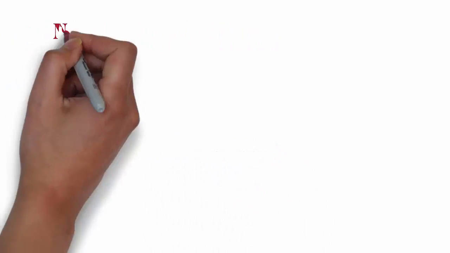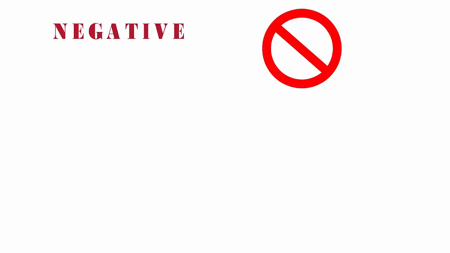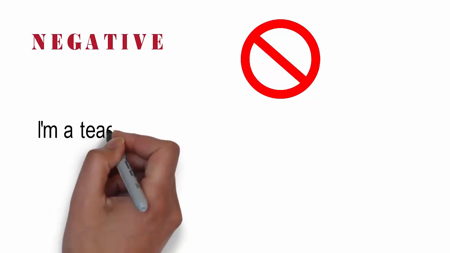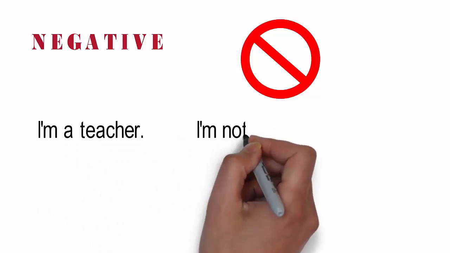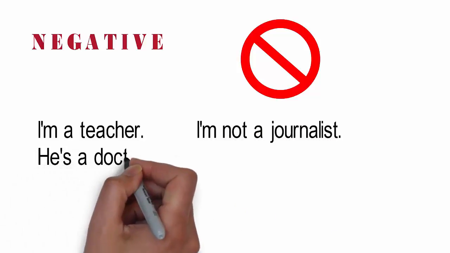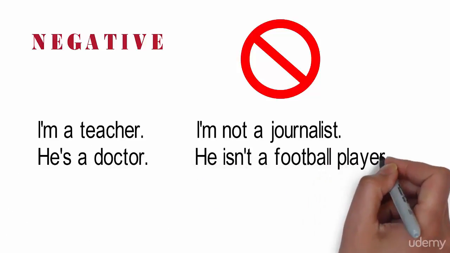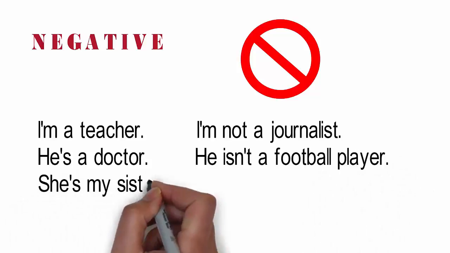In negative, just add not. There is no need to say don't or doesn't. If you have verb to be in the sentence, don't use don't or doesn't. So just use not after verb to be. So I'm a teacher. I'm not a journalist. He's a doctor. He isn't a football player. She is my sister. She isn't my wife.